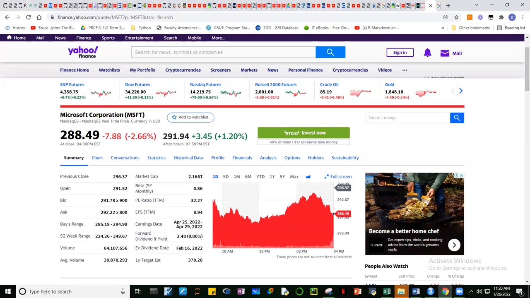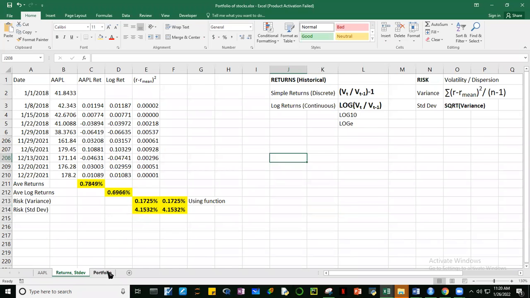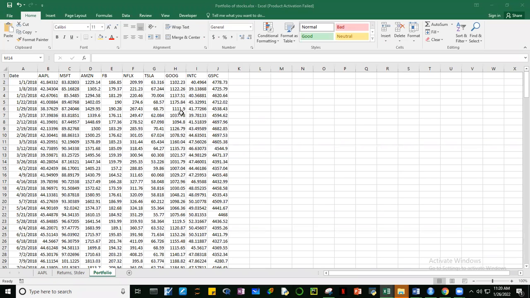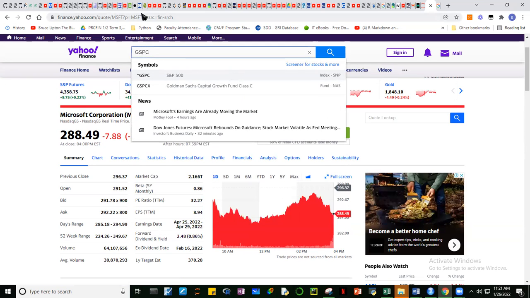Okay, so what we have here, the data that I shared with you, is a portfolio, a list of stocks. Apple, Microsoft, Amazon, Facebook, Netflix, Tesla, Google, Intel, and GSPC. Guys, this is just to show you para alam nyo. So GSPC, so that's Standard & Poor's. In fact, the ticker symbol is this caret. Itong caret GSPC, that's Standard & Poor's.